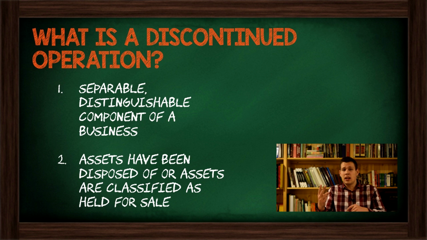Those two criteria right there probably won't come up on the exam. You're never really going to be asked, "Is this an example of discontinued operations?" Usually the question will flat out tell you this is being discontinued, so you never really have to assess with these two criteria, but I think it's good to know just in case.